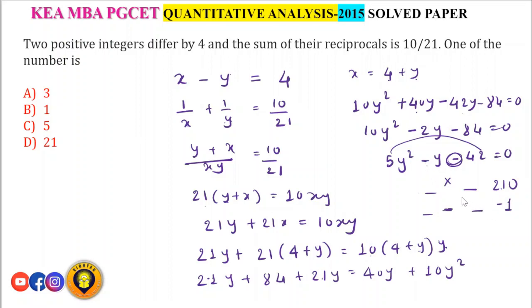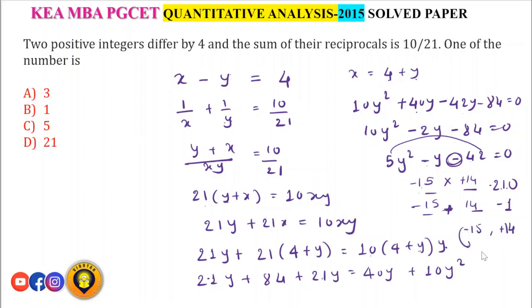Which are those two numbers? 15 into 14. 15 into 14 is 210, right? 15 tens are 150, 15 fours are 60, so it is 210. But you should get minus 1, which means the product should be minus 210, because here it is minus. So minus 15 plus 14 will give you minus 210. Similarly, minus 15 and plus 14 will give you minus 1, or 14 minus 15 will give you minus 1, correct? So the numbers are minus 15 and plus 14.